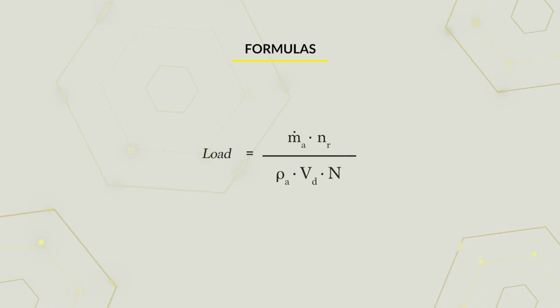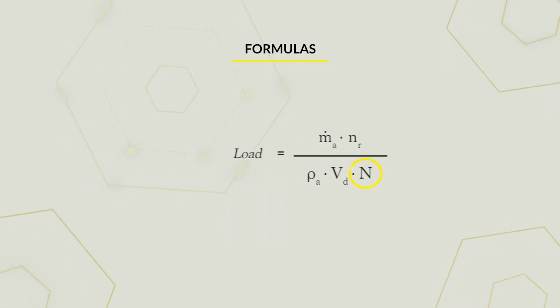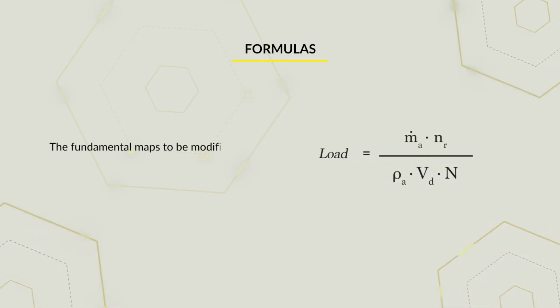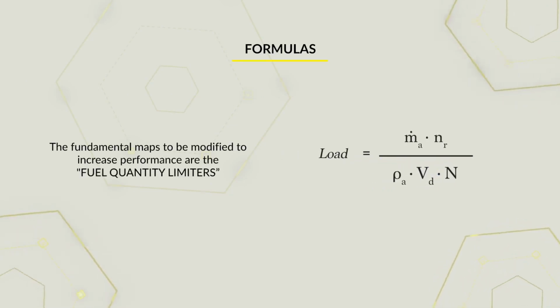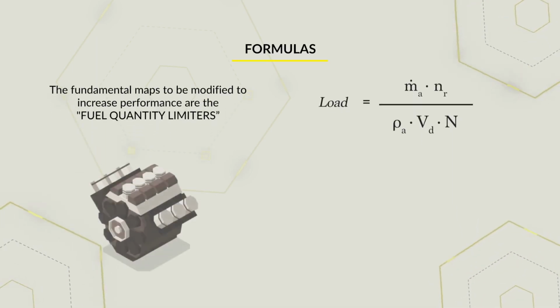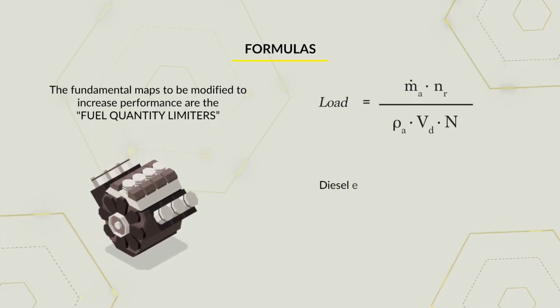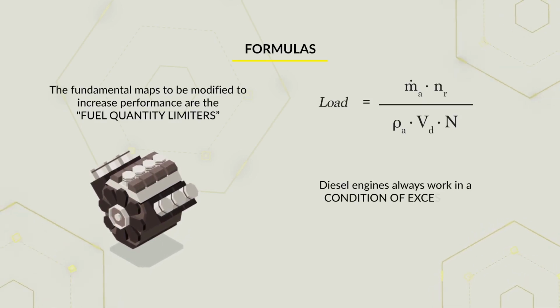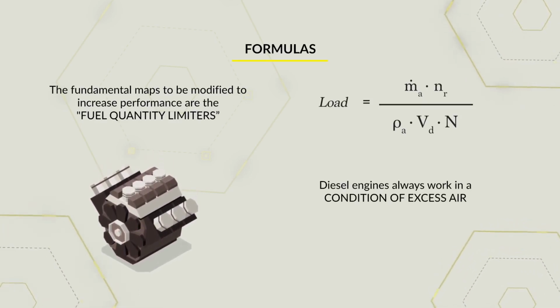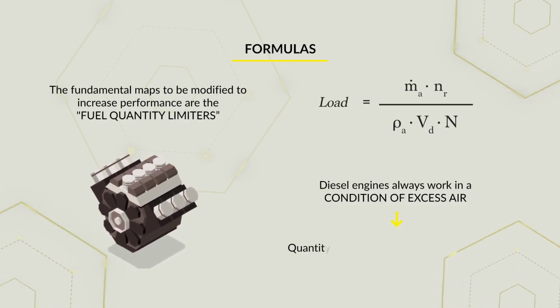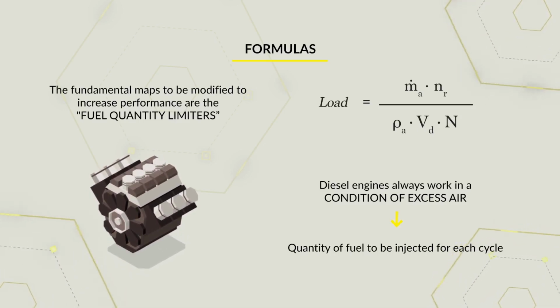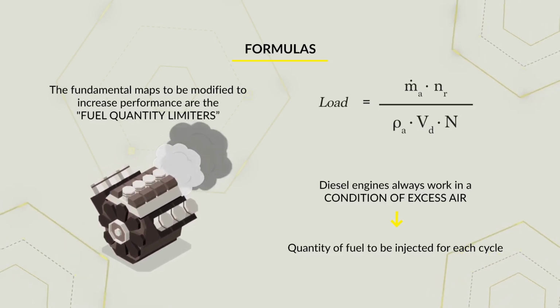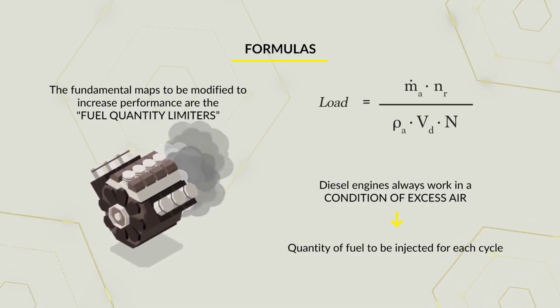So, the only parameter that could be indirectly limited by the ECU is the number of engine revolutions, depending on the limitation applied to the fuel injected. It is for this reason, on this type of file, that the fundamental maps to be modified to increase performance are the fuel quantity limiters. Moreover, as we have already seen, diesel engines always work in a condition of excess air, so the main parameter that the ECU must always calibrate appropriately remains the quantity of fuel to be injected for each cycle, so that excessive smoke is not produced in the fuel system and that the smoke limit thresholds are not reached.